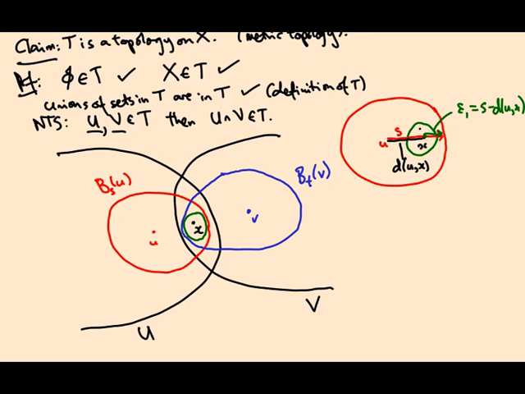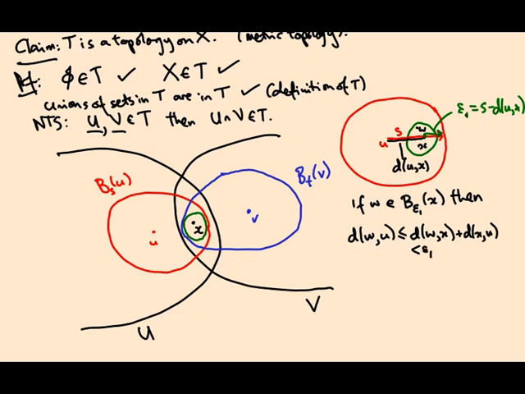So let's check why that's true. Suppose we have another point W. So if W is in the ball of radius epsilon 1 around X, then I claim W is also in this red ball, and that's because the distance between W and U is bounded above, by the triangle inequality, by the distance from W to X plus the distance from X to U. This is less than or equal to epsilon 1. It's strictly less than epsilon 1, actually. And epsilon 1 is S minus d(U,X). But we've got a plus d(U,X) here. So overall, this is less than S, which is what I want. That tells me that W is in the ball of radius S around U.